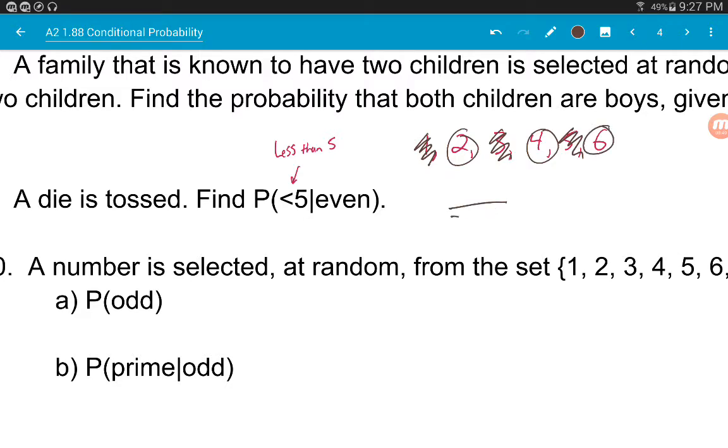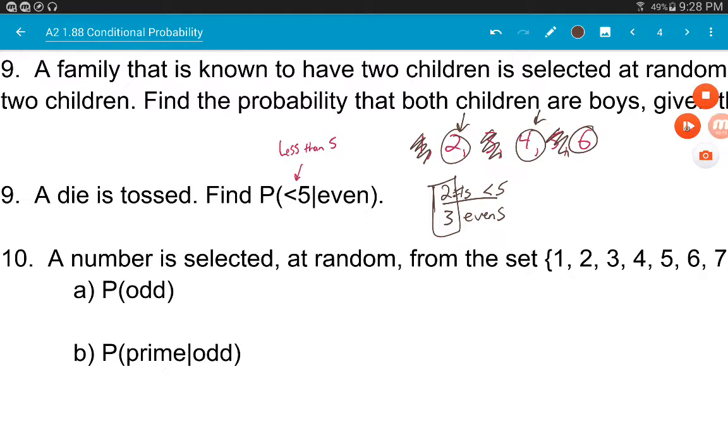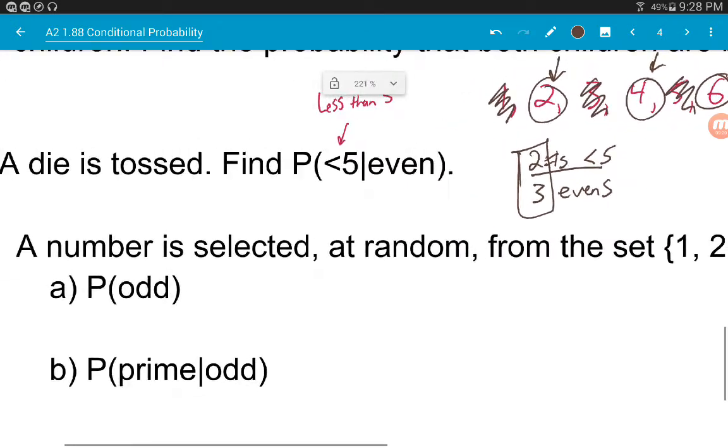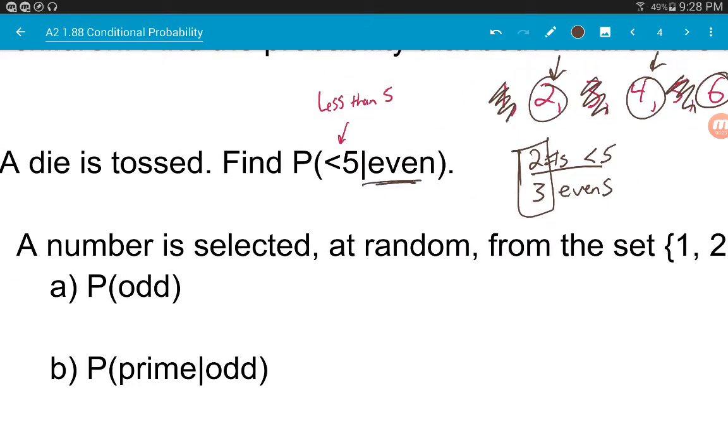So there's only going to be 3 total on the bottom. Or you can even think of it as whatever the given condition is. The given condition is even. There are 3 evens. Now how many of those are less than 5? 2 is and 4 is. So there are 2 numbers less than 5 out of 3 evens, and 2/3 is going to be the answer. Okay, so 2 out of 3 there. The given condition changes the sample space, the denominator.